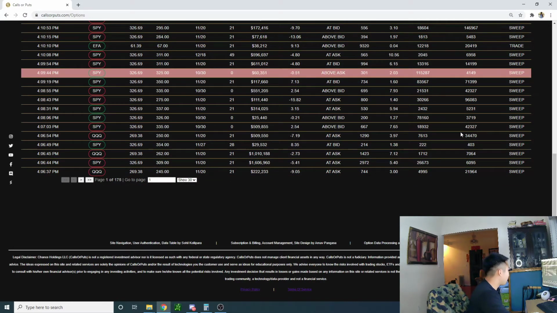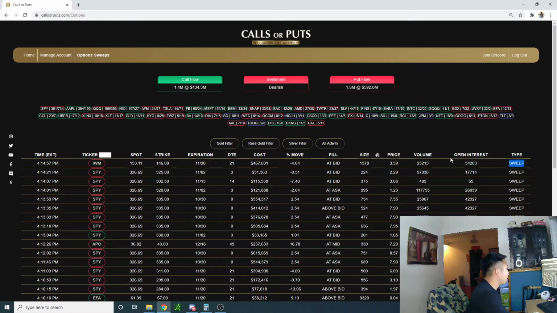Let me see if there's anything else I've got to cover. Call flow and put flow, I think I explained that. Call flow is the total amount of money in options being traded versus the puts being traded. So the reason it says sentiment is bearish is because there were more puts than calls.